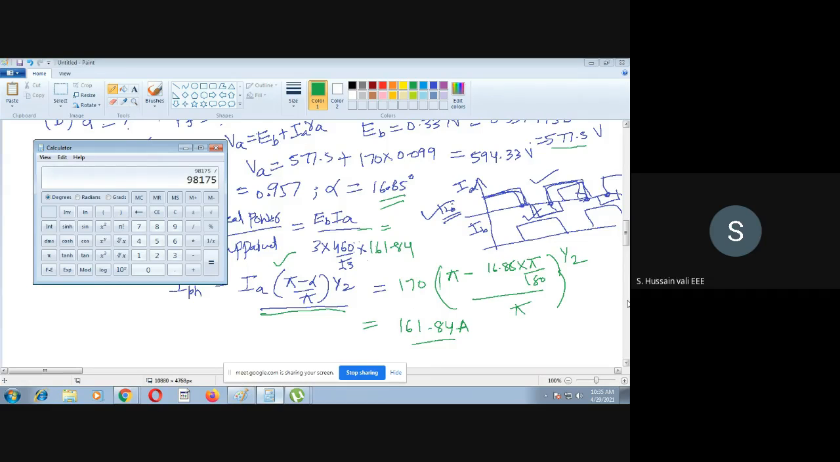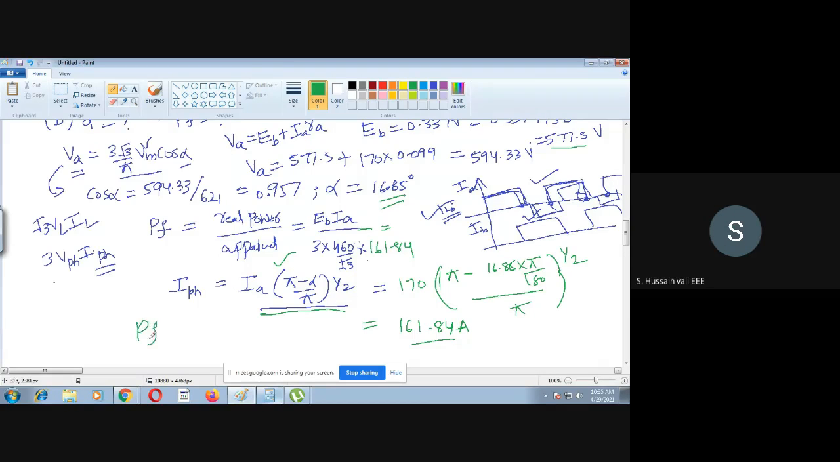Divided by 3, divided by 460. We get 0.76. So the supply power factor is 0.76, lagging. This way you will find out.